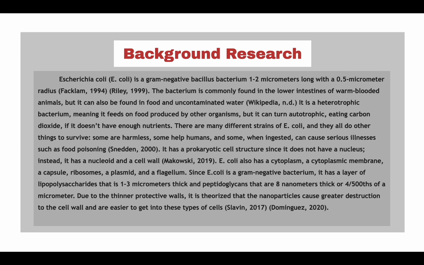There are many strains of E. coli, and they all do different things to survive. Some are harmless, some help humans, and some, when ingested, can cause serious illnesses such as food poisoning. It has a prokaryotic cell structure since it does not have a nucleus, and instead it has a nucleoid and a cell wall. E. coli also has a cytoplasm, cytoplasmic membrane, a capsule, ribosomes, a plasmid, and a flagellum.